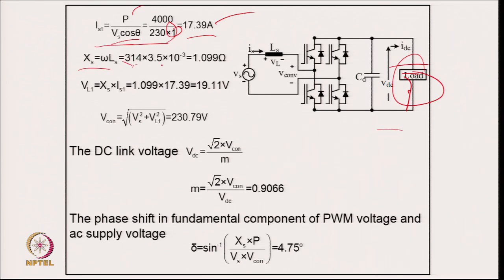So, it is 2 pi f, 314, into the inductor 3.5 millihenry, converted into Henry, it comes 1.099 ohm. The fundamental voltage drop in the inductor, reactance multiplied by the fundamental current, comes 19.11. The converter voltage is the square root of the sum of the supply voltage square plus inductor voltage square. So, it comes 230.79 after putting the values, typically this and 230. And the DC link voltage, from this relation, putting the value of converter voltage which we calculated and the DC link voltage given.